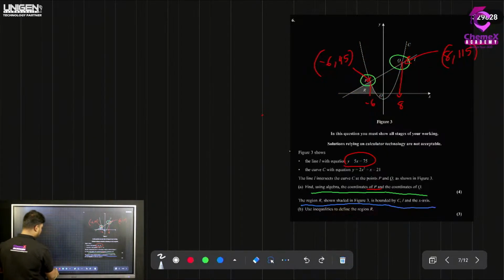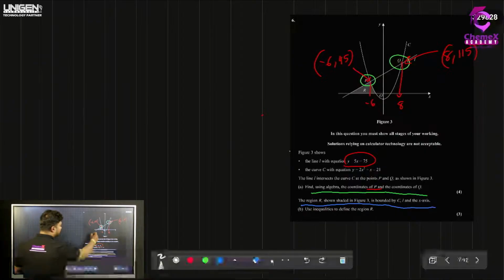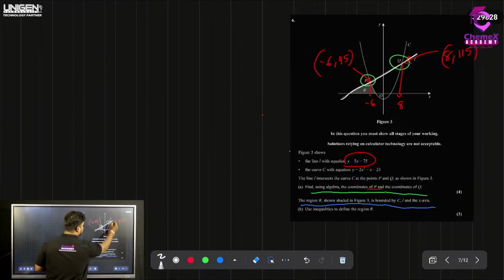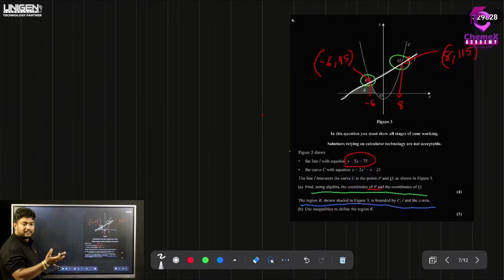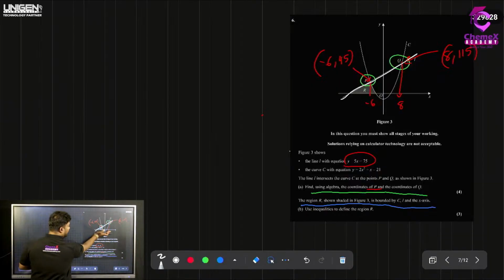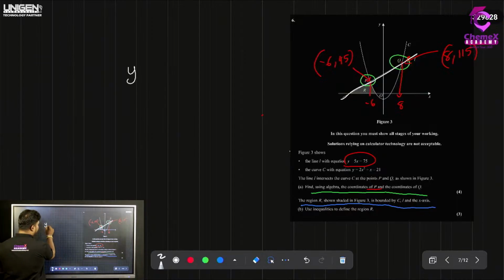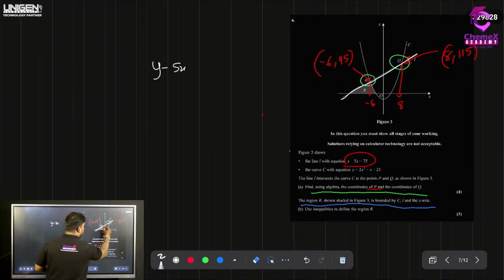Do you know the line equation of this line which is passing here? The region is below that. So the equation of L1 is, what is it going to be? y minus 5x is equal to 75. If you are not sure about it, you can take y minus 5x. It's going to be below this line.